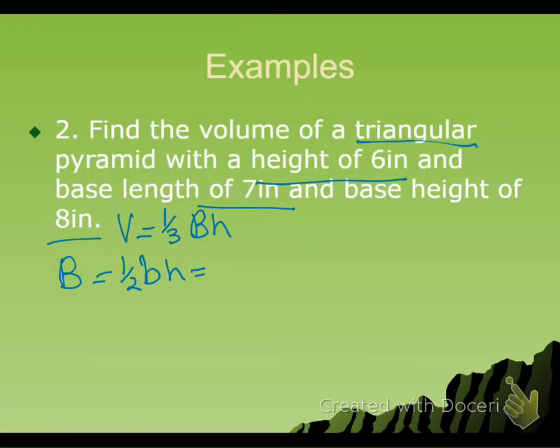So here, of the triangle, it says that we have a base length of what? 7, and a base height of 8. Okay, so here, we're going to take 2 out of 8. How many times does 2 go into 8? 4. What is 4 times 7? 28. So we ended up with 28 inches squared.